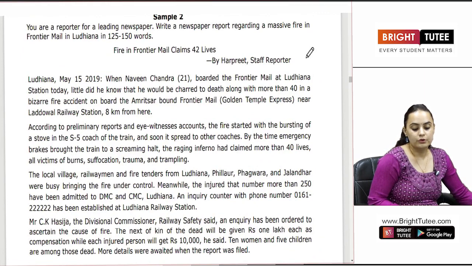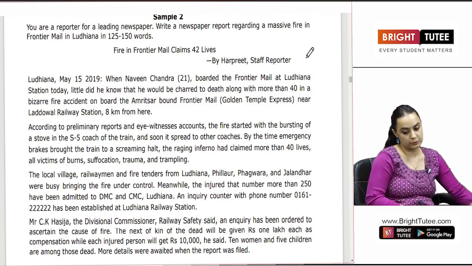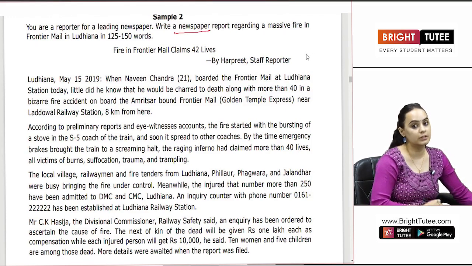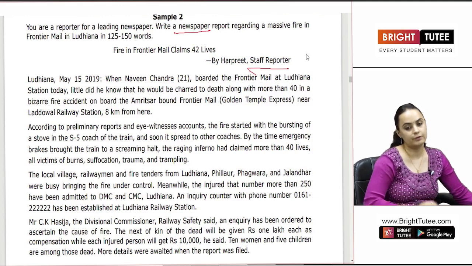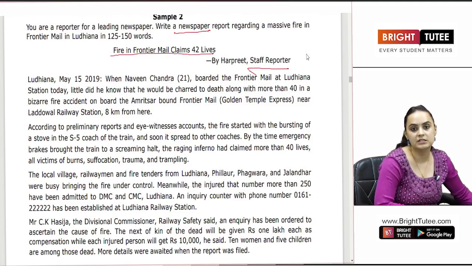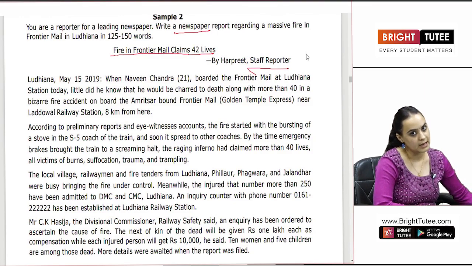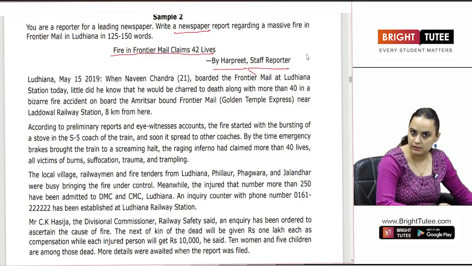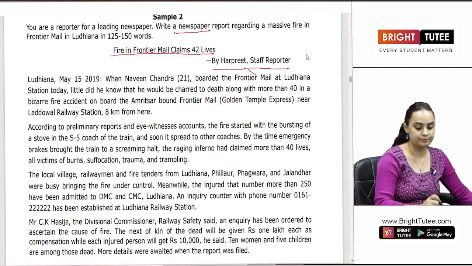You are a reporter for a leading newspaper. Write a newspaper report regarding a massive fire in Frontier Mall in Ludhiana in 125 to 150 words. So here, since the newspaper's name is not written, we wrote staff reporter. So first was the headline, Fire in Frontier Mall claims 42 lives, by the name of the person who has written this report, staff reporter.